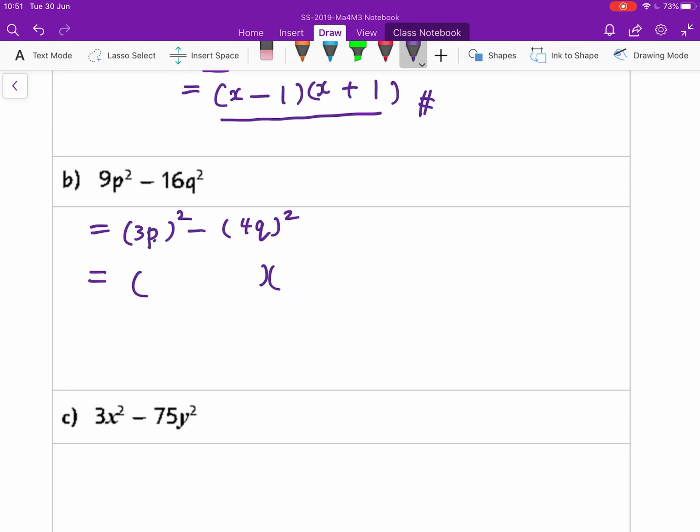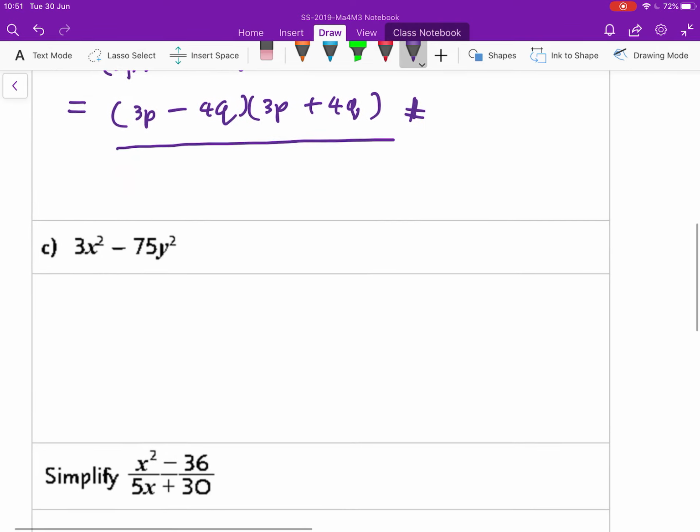So if I have the difference between two squares, I have a minus, I have a plus. So 3p squared in bracket, so that must be 3p there and 3p there. 4q in bracket squared, so that must be 4q, and this is 4q. That's your final answer.